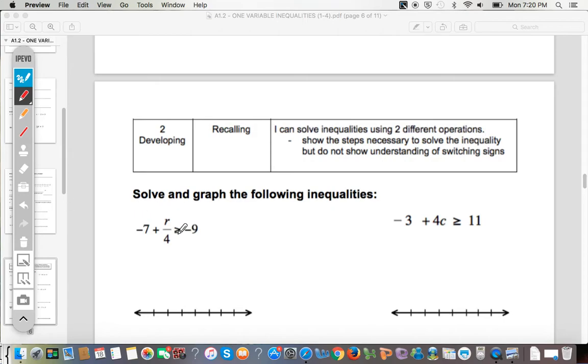Okay, so let's get to it. Make my t. I have negative 7 over here, so I'll add 7 to get rid of it. I'll add 7 over here. So I have r divided by 4 is greater than or equal to negative 9 plus 7 is negative 2. I ran out of room, so I'll go right up here. I'll multiply by 4 on both sides. So our 4's cancel. So I have the r by itself. So r is greater than or equal to negative 2 times 4, which is negative 8.